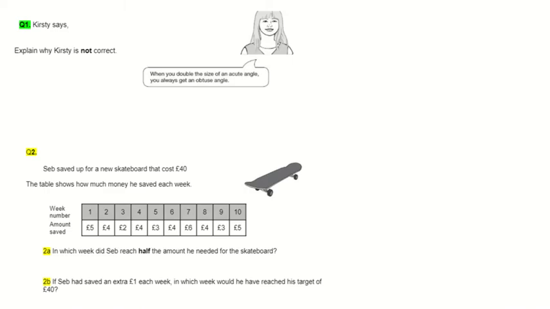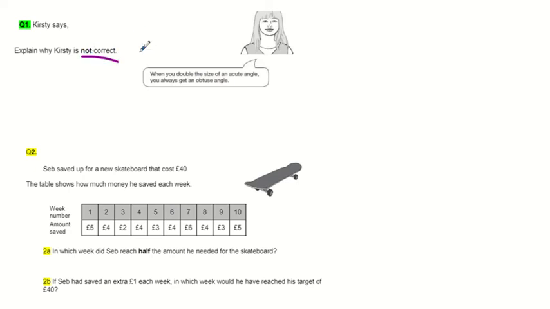We're going to move on to our 3 questions. So first of all, our green question for today is a question that anybody in our class can do and hopefully feel successful with today. So Kirsty says, when you double the size of an acute angle, you always get an obtuse angle. Explain why Kirsty is not correct.